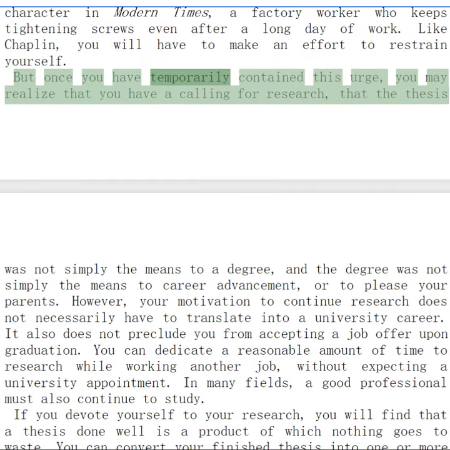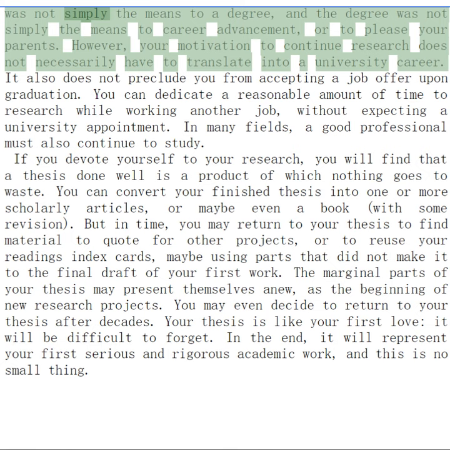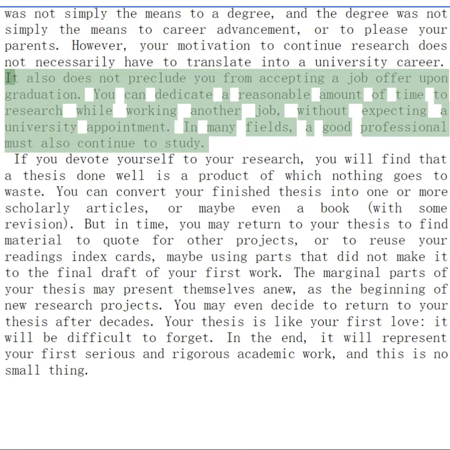But once you have temporarily contained this urge, you may realize that you have a calling for research, that the thesis was not simply the means to a degree, and the degree was not simply the means to career advancement or to please your parents. However, your motivation to continue research does not necessarily have to translate into a university career. It also does not preclude you from accepting a job offer upon graduation. You can dedicate a reasonable amount of time to research while working another job, without expecting a university appointment.